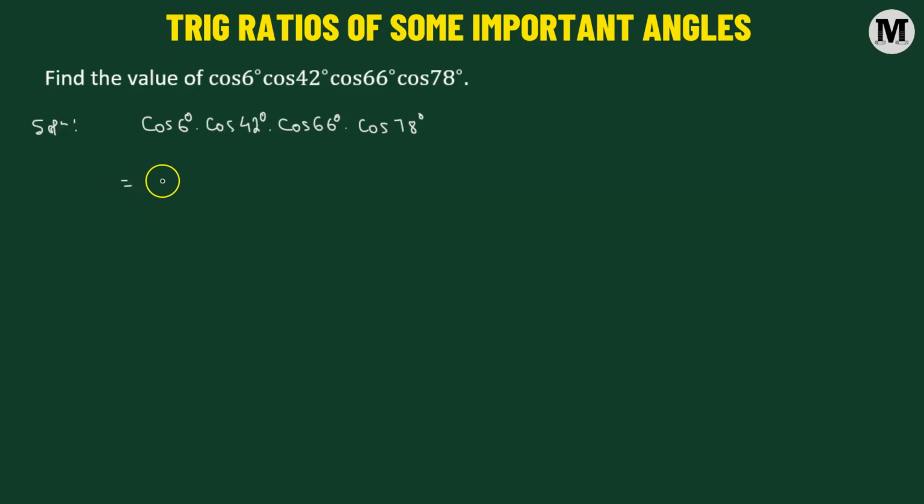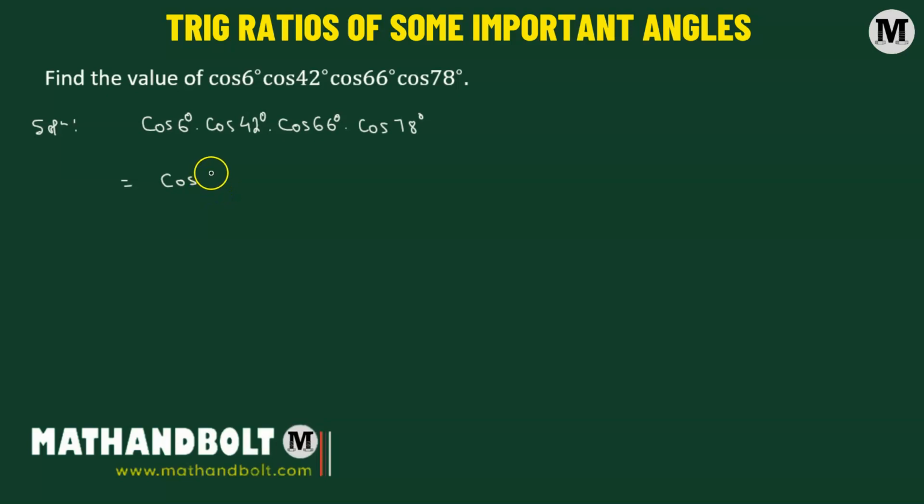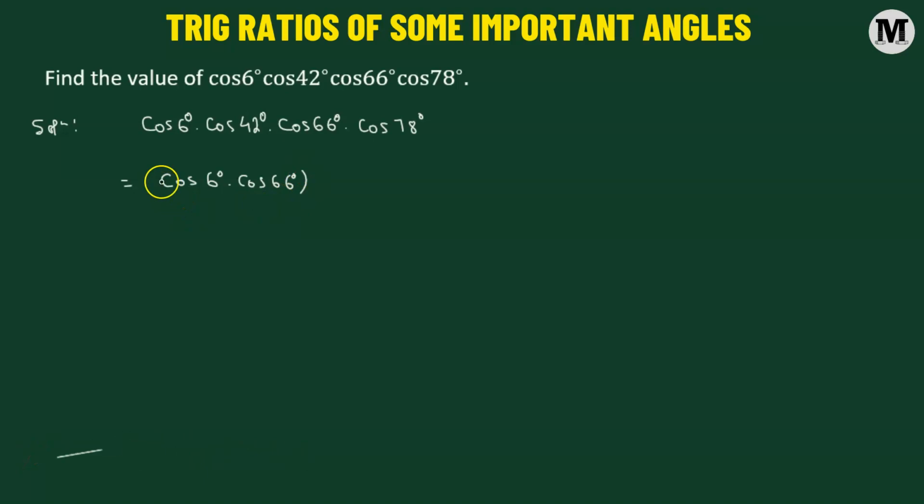So what we'll do, let's combine a few terms. We're going to take the product of cosine 6 degrees and cosine 66 degrees. Let's say this is going to be one set, and then we have the product of another set, which will be cosine of 42 degrees and cosine of 78 degrees. Now we're going to multiply this expression, cosine 6 degrees and cosine 66 degrees, with 2 and divide by 2. So we have half times 2 cosine of 6 degrees multiplied to cosine of 66 degrees.